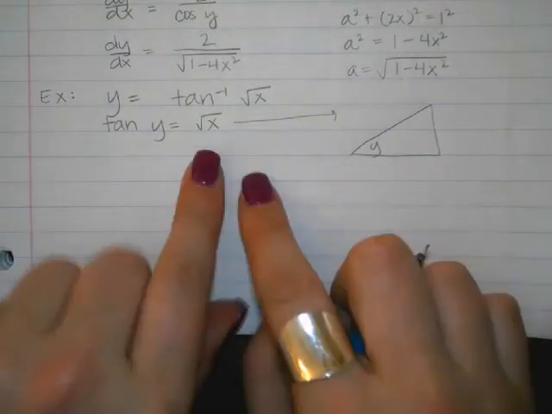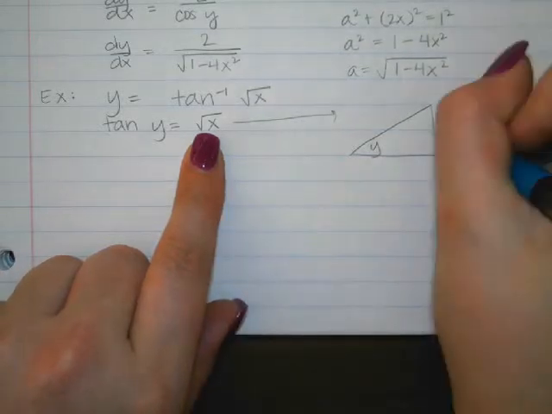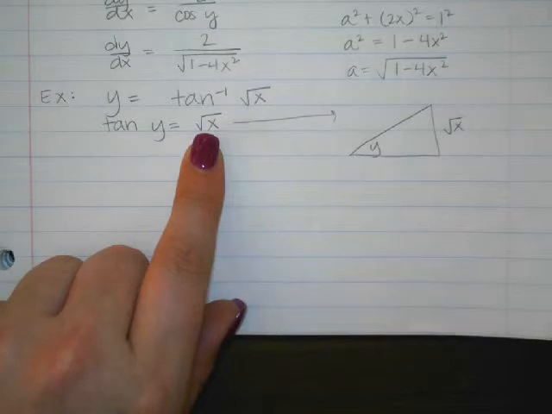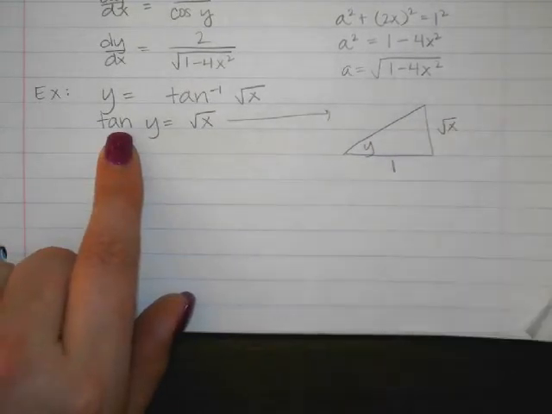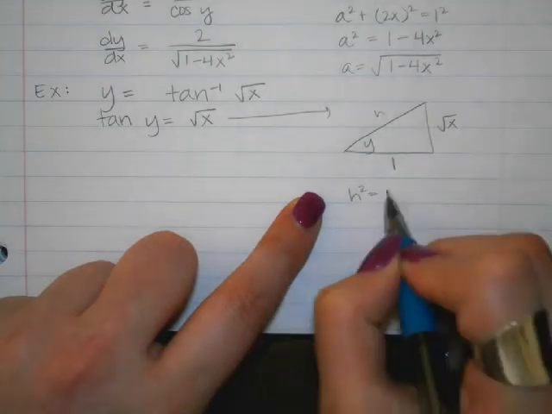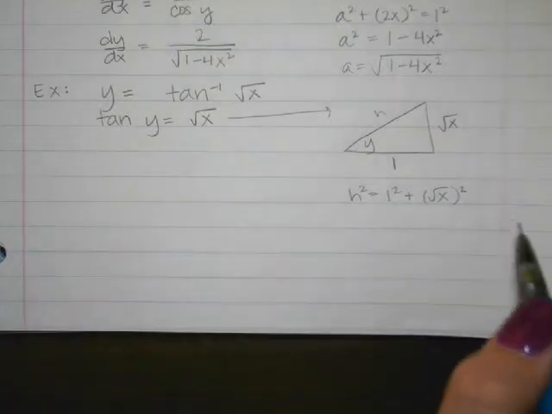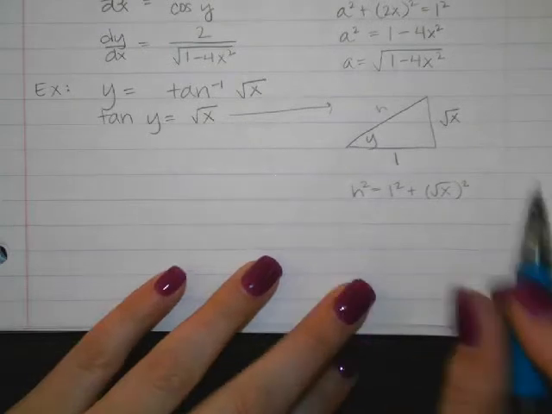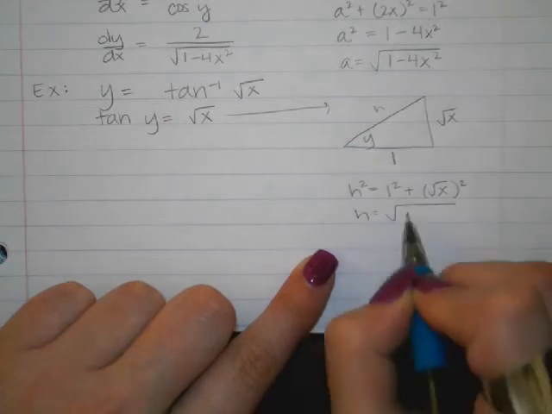All right, so what sides are we labeling here? Opposite, right? Not the hypotenuse this time. It's the base side because tan is opposite over adjacent. We're doing a different one this time. Yeah, erase all that. All right, so the hypotenuse this time, h squared is 1 squared plus square root x squared. And so the hypotenuse is the square root of 1 plus x.